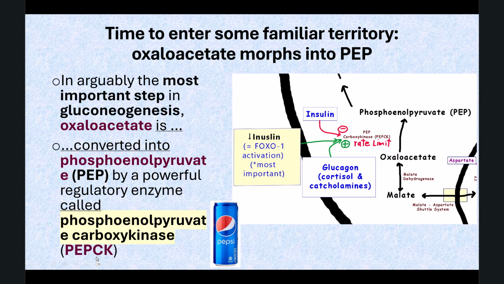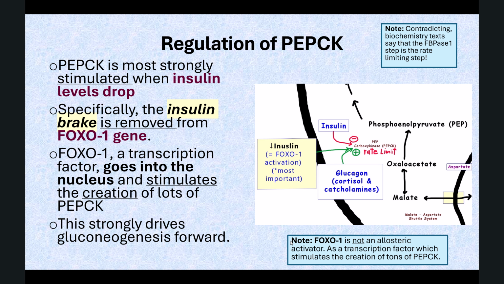phosphoenolpyruvate, or PEP carboxykinase. PepsiK. The boards are using abbreviations now. Let's hope they're biochemistry, they're using abbreviations. For me, you got to know both of these because the boards may or may not. They used to not use abbreviations, and now, for the first time, I saw some abbreviations getting through. You got to know it, though. Cool. So now the question is, what regulates PepsiK?